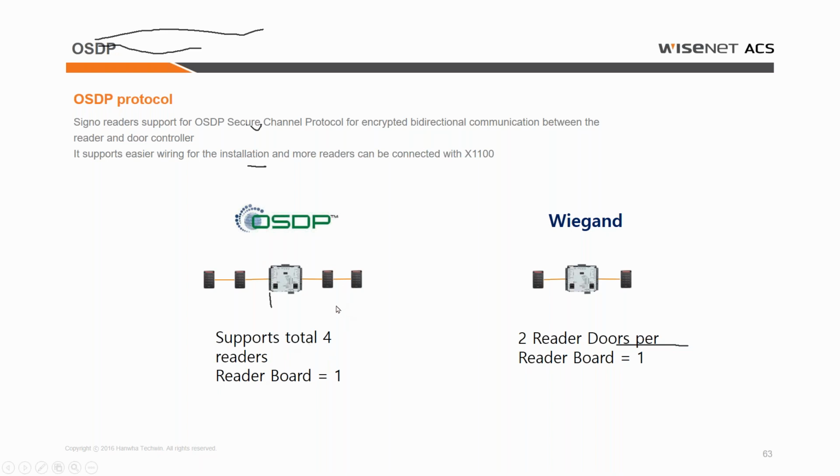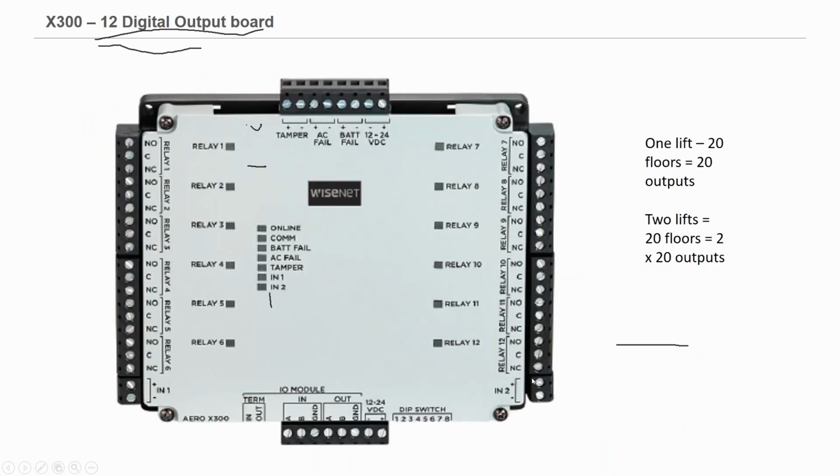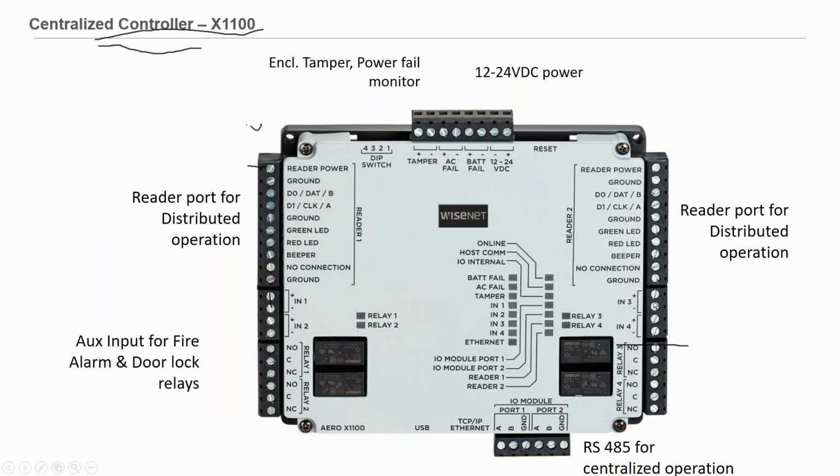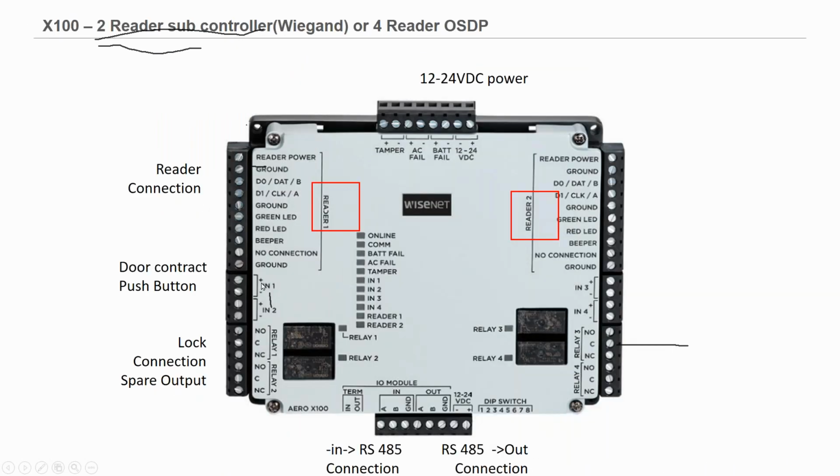Okay, but two doors only maximum. You cannot control four doors. That is not possible. Total is two doors only. But each door can have two readers. That's about it. Okay, so why? Because if you see the board, you have only one door input. You have only door contact and push button. Only two inputs are available, right? So here, one door contact and push button.